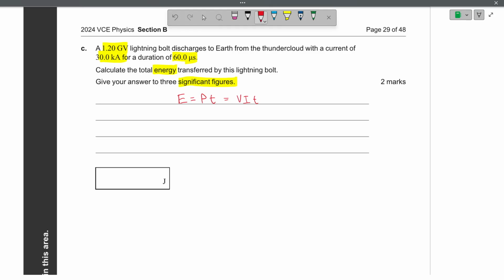If you chuck all your variables in, 1.2 times 10 to the 9, that's your giga, times the current, 30 kiloamps, 30 times 10 to the 3, that's your kilo, and 60 microseconds, so 60 times 10 to the minus 6, that's your micro. On the calculator you end up getting 2.16 times 10 to the 9 joules. And that's 3 significant figures as they require.